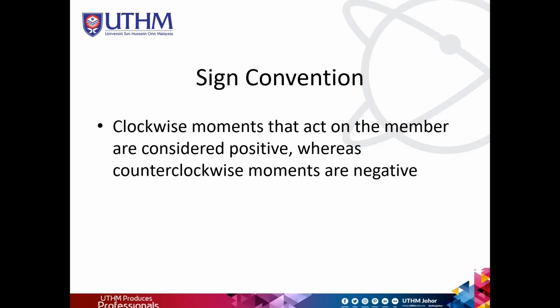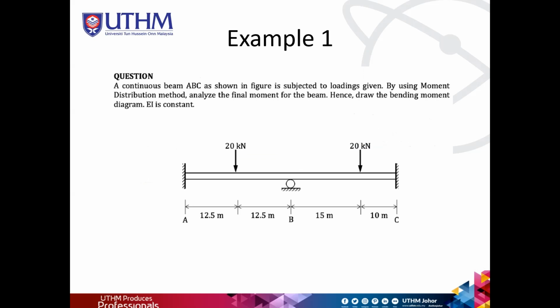Okay, for the assumptions, we assume that the clockwise moment is positive, while the counterclockwise moment we assume as a negative value. Okay, for this example, if you look here, we know that this beam is an indeterminate beam, okay, and the type is a continuous beam.